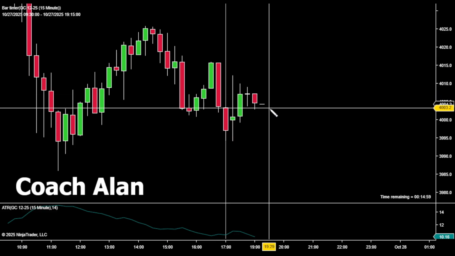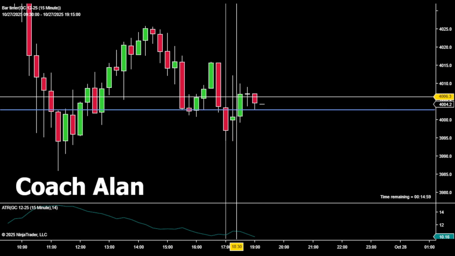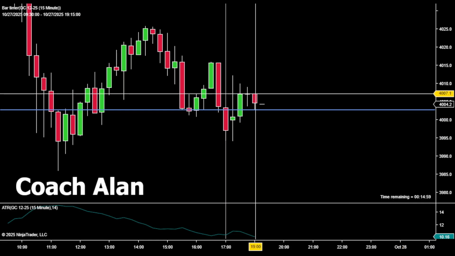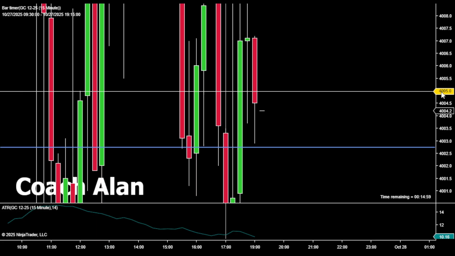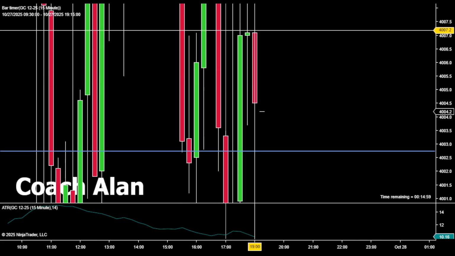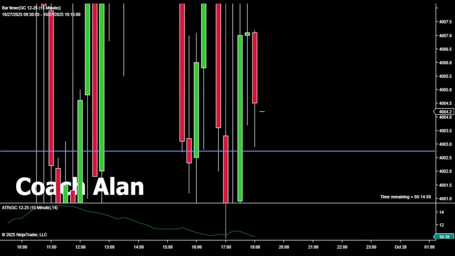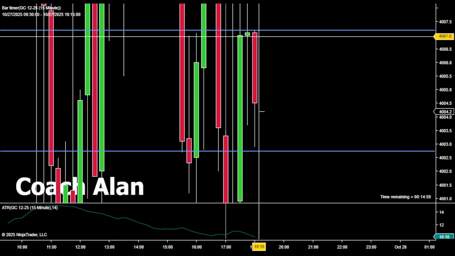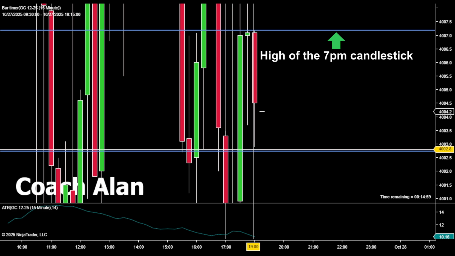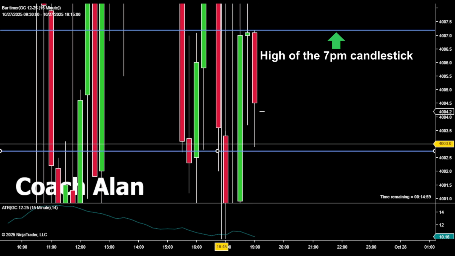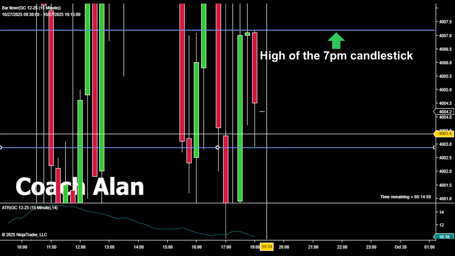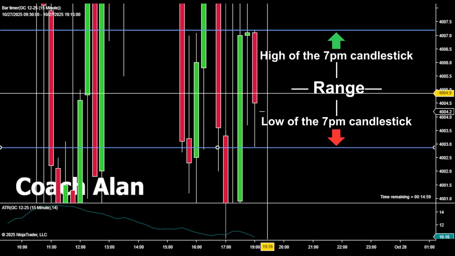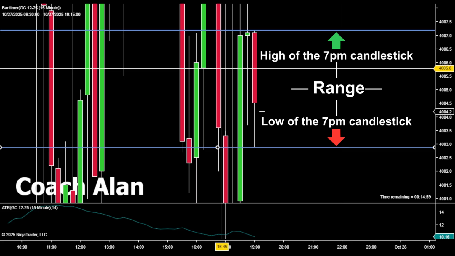For this strategy, we want to mark the low and the high of the 7 o'clock candle. See, it doesn't look like there's a wick right there, so I would place the line right there. But if I zoom in, we see there's a teeny tiny little wick right there. So that's going to be the high. All right, so this is the high. And I was off, so let me move this line up. And this is the low of the 7 p.m. candlestick. So this is the range right here, the 7 o'clock range.